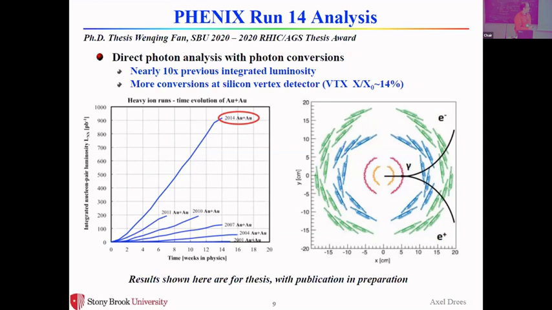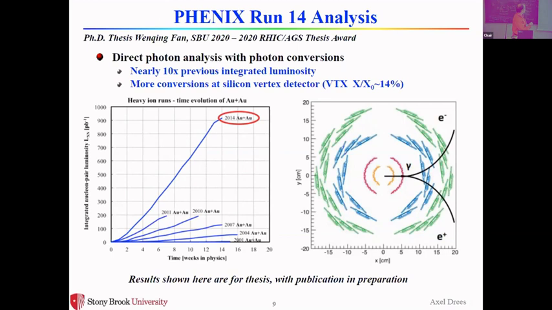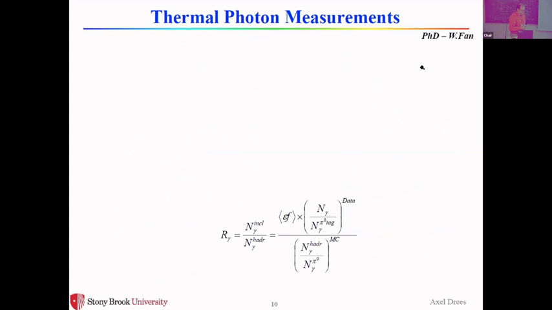Now, to measure direct photons, everything depends on how well you control the systematic uncertainty. So I'll walk through that quickly. And what I want to mention here, what I'm going to show you are the results of a PhD thesis that was just completed in 2020, and they're being prepared for publication. But the results that I'm going to show are actually from the thesis itself. As for the systematic uncertainties, we use the following strategy.